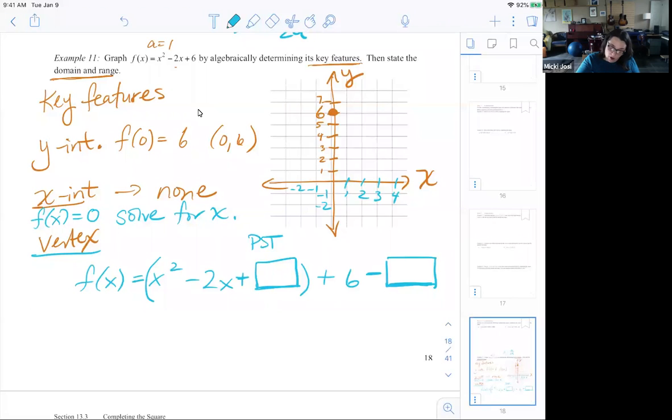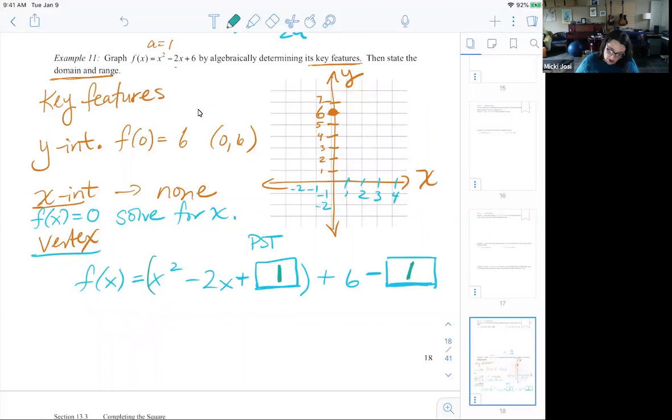So let's think about what would make this a perfect square trinomial. Well, it would have to be half of this number squared. So I take my b, which is -2, I divide it by 2, and then I square it. So I get -1 squared, which is +1. Since I'm adding 1 here, I have to also subtract 1. Okay, and maybe I put that work a little bit off to the side since it's getting in the way.